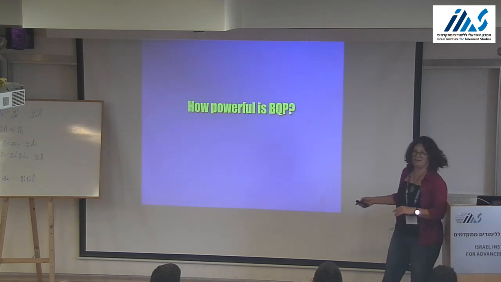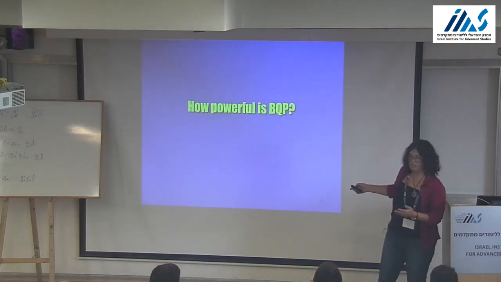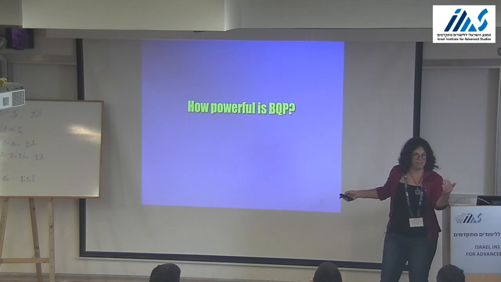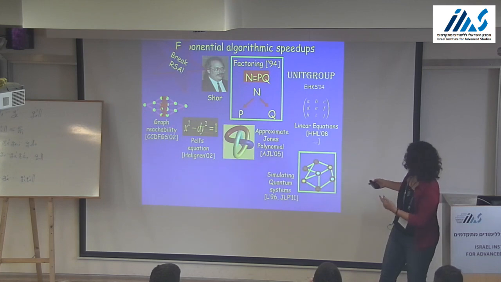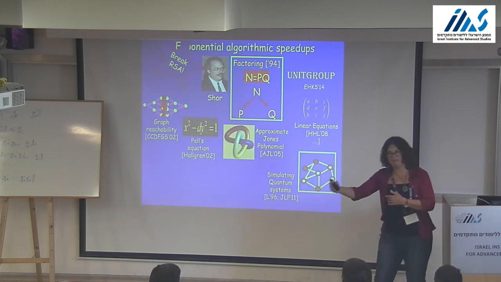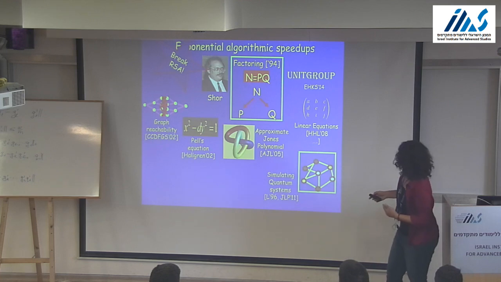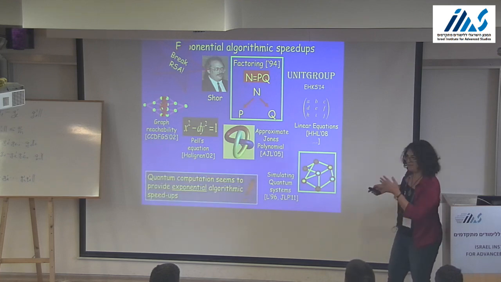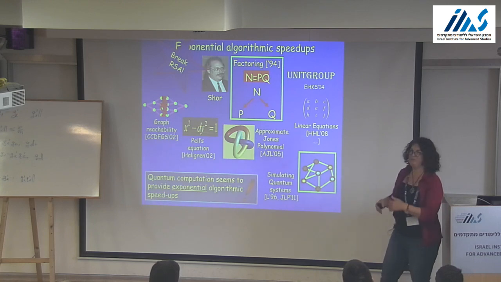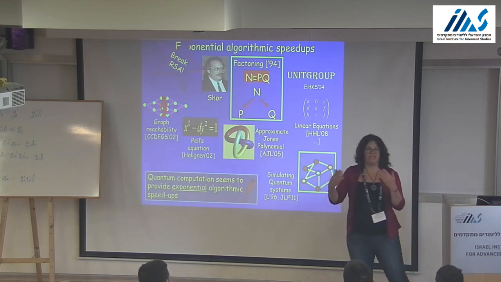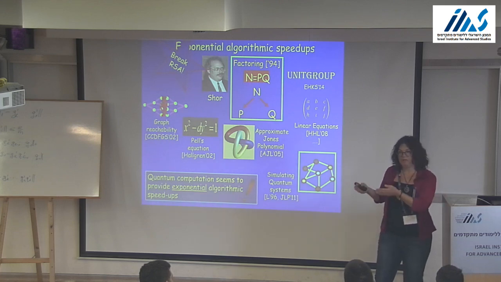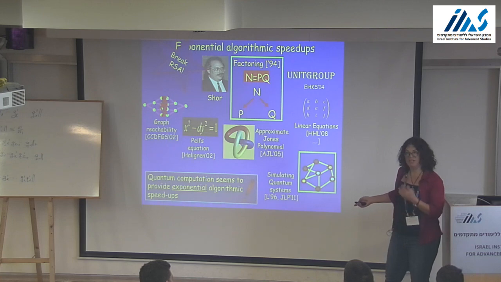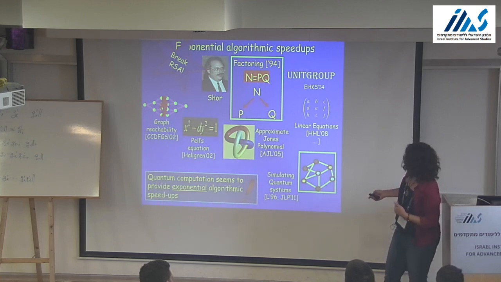So I want to summarize. How powerful is BQP? That's the topic of the next talk. Basically, there are lots of algorithms that can be done in BQP. We'll talk about some of them during the course. And some of these algorithms, actually the algorithms that we'll be talking about, provide exponential speedups over all known classical algorithms. So these are examples of problems that are in BQP, but not known to be in BPP.